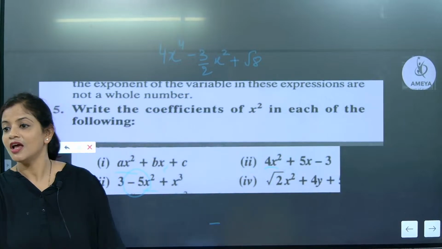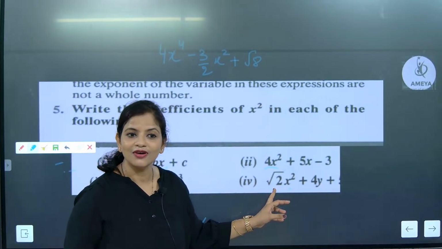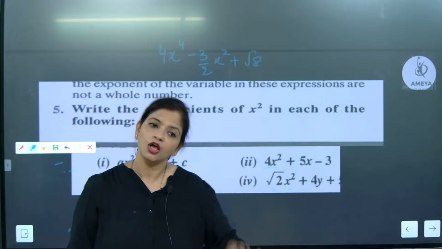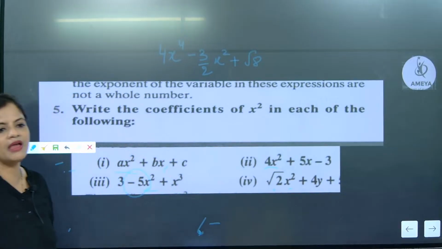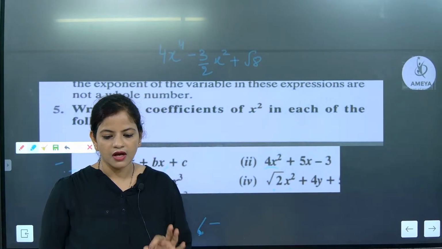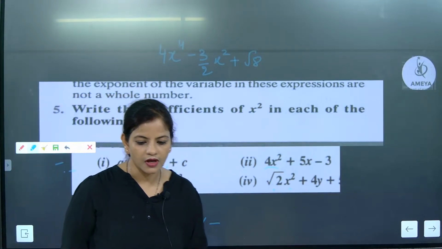Now you understood? A polynomial can have a root as a constant. A constant as a root is possible. It will make it a polynomial. Did you get my point, children? Understood it nicely or not? Understood?